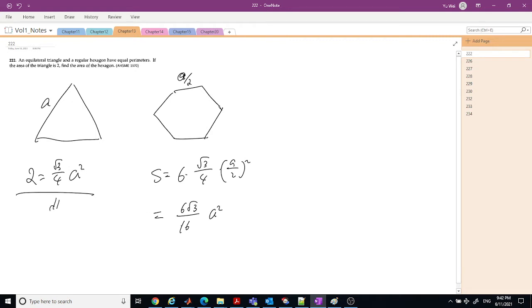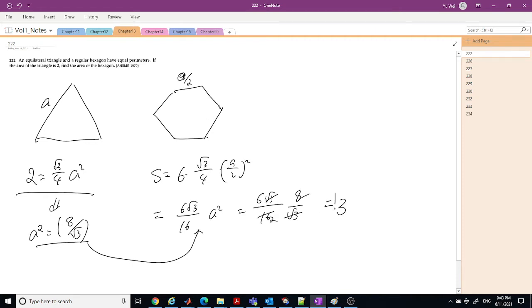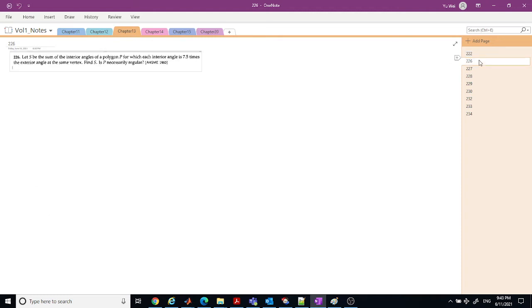Now we can solve A squared, which is equal to 8 over root 3. Substituting in, it is 6 root 3 over 16 times 8 over root 3. You can cancel it, and the final answer is 3. So this is very simple and straightforward. You just need to try manipulating the relationship between them.